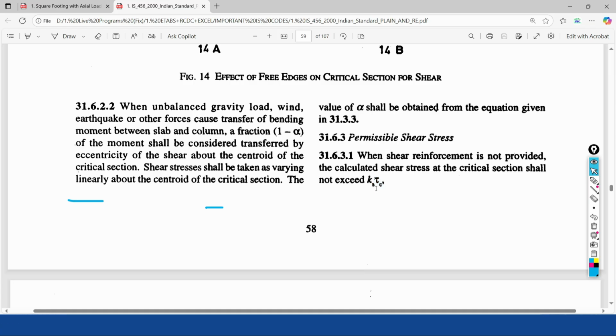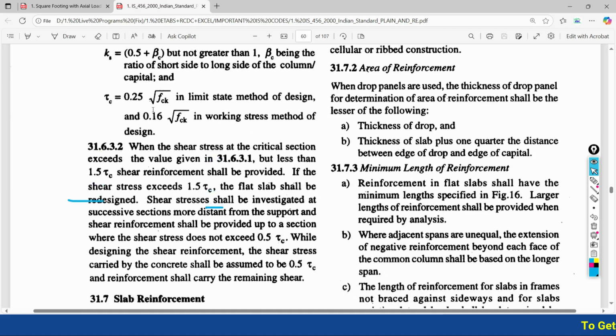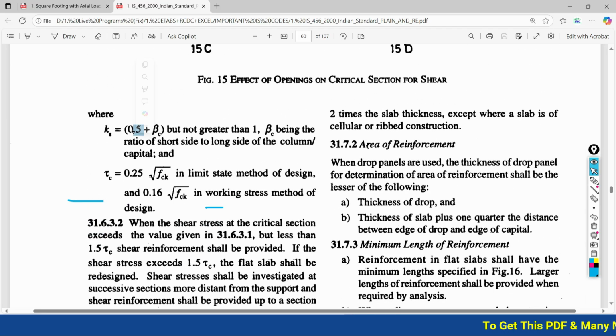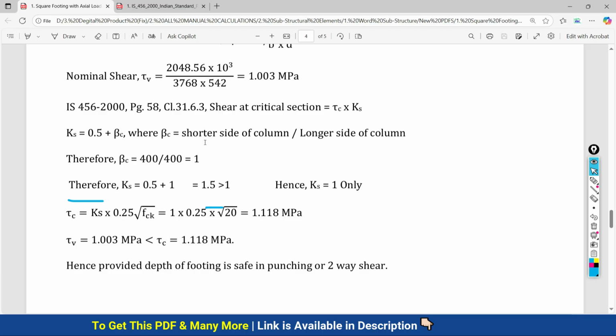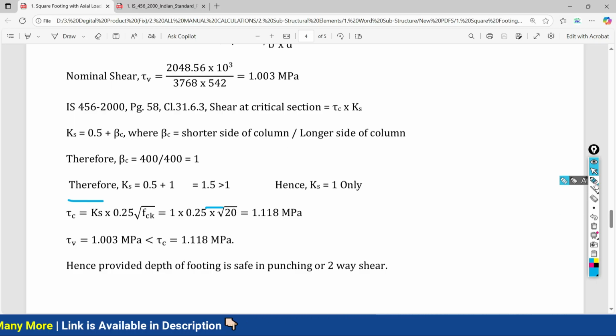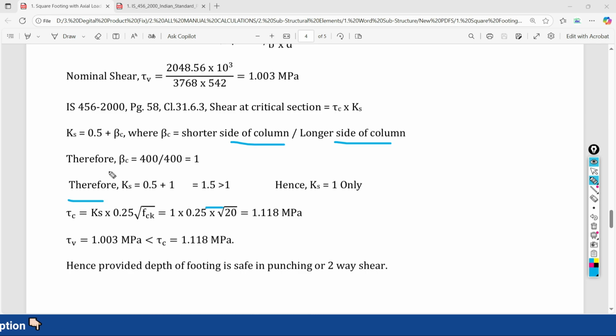Ks into tau c, where Ks will equal to 0.5 plus beta c. So I would like to put here tau c into Ks, where Ks equal to 0.5 plus beta c. Beta c will equal to shorter side of the column divided by longer side of the column. But our column is a square column, so that doesn't matter. The value of beta c we are getting it as 1. Now this 1 plus 0.5 will give you 1.5 as the Ks value.